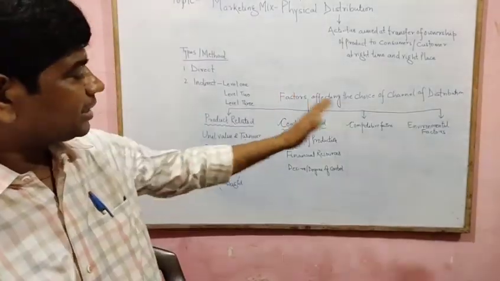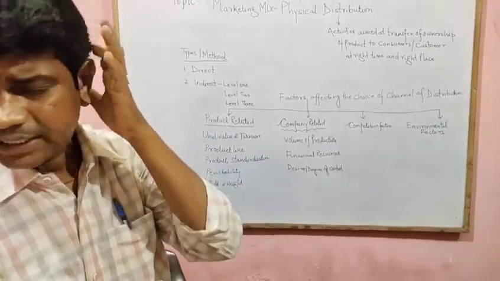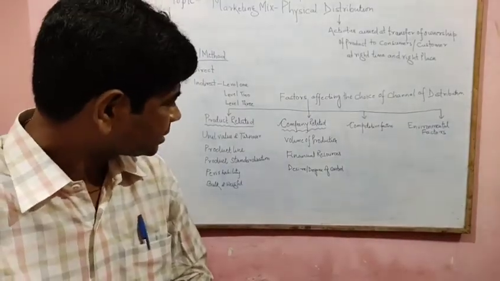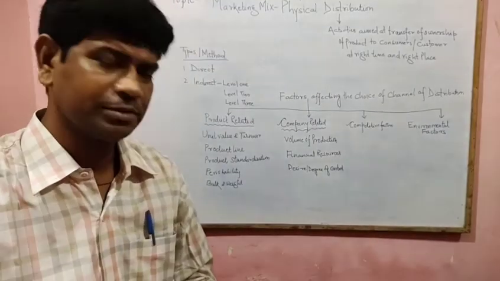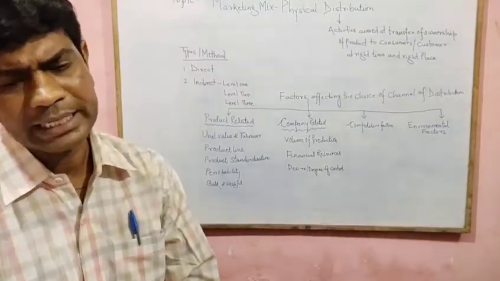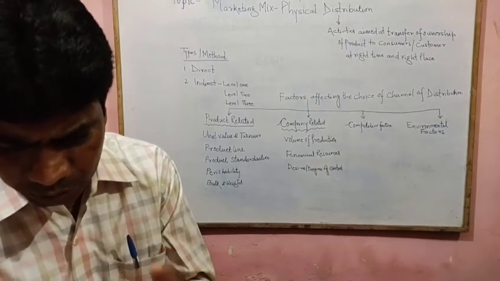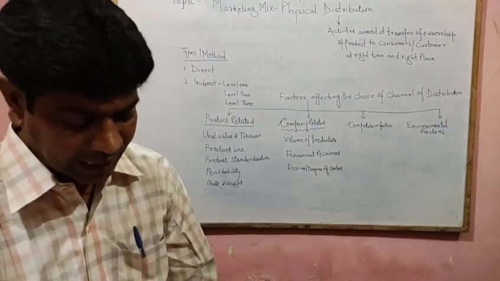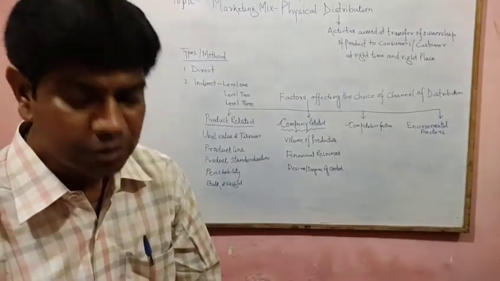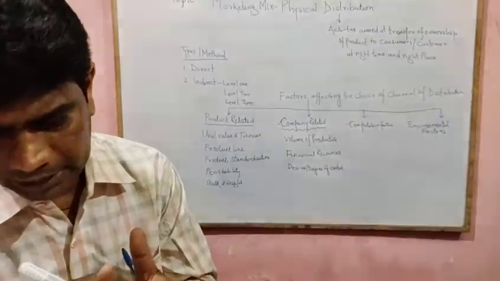Then coming to the company related issues, the factors relating to the company. Now the company related factor says the volume of production first. This volume of production necessarily points out whether the goods manufactured by a company are produced on a mass scale or on a very small scale.